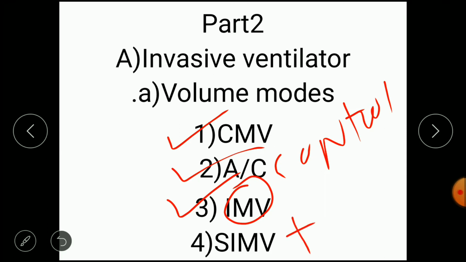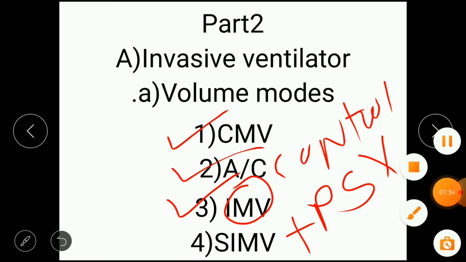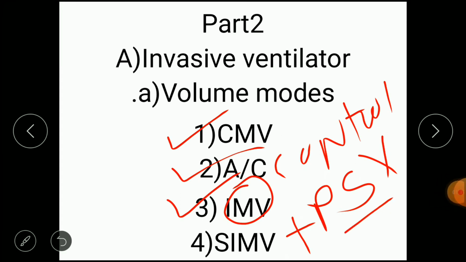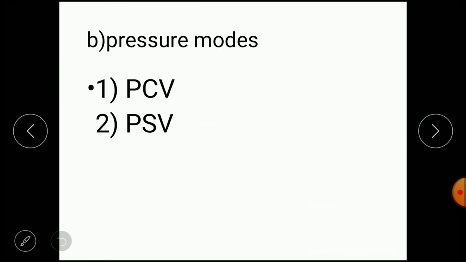Generally it is used with PSV, that is pressure support ventilation. Sometimes PSV is used with SIMV, so that is known as a combination of modes. We will see them one by one.